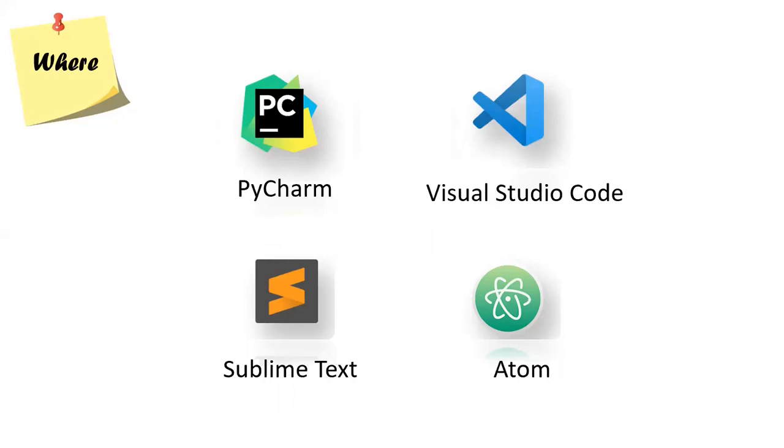PyCharm has the advantage that for some libraries, you can go to the UI, one of the settings, and then you can just download it. It is very fast and very reliable. You need to give very few commands compared to Visual Studio Code. So we are going to completely use PyCharm.